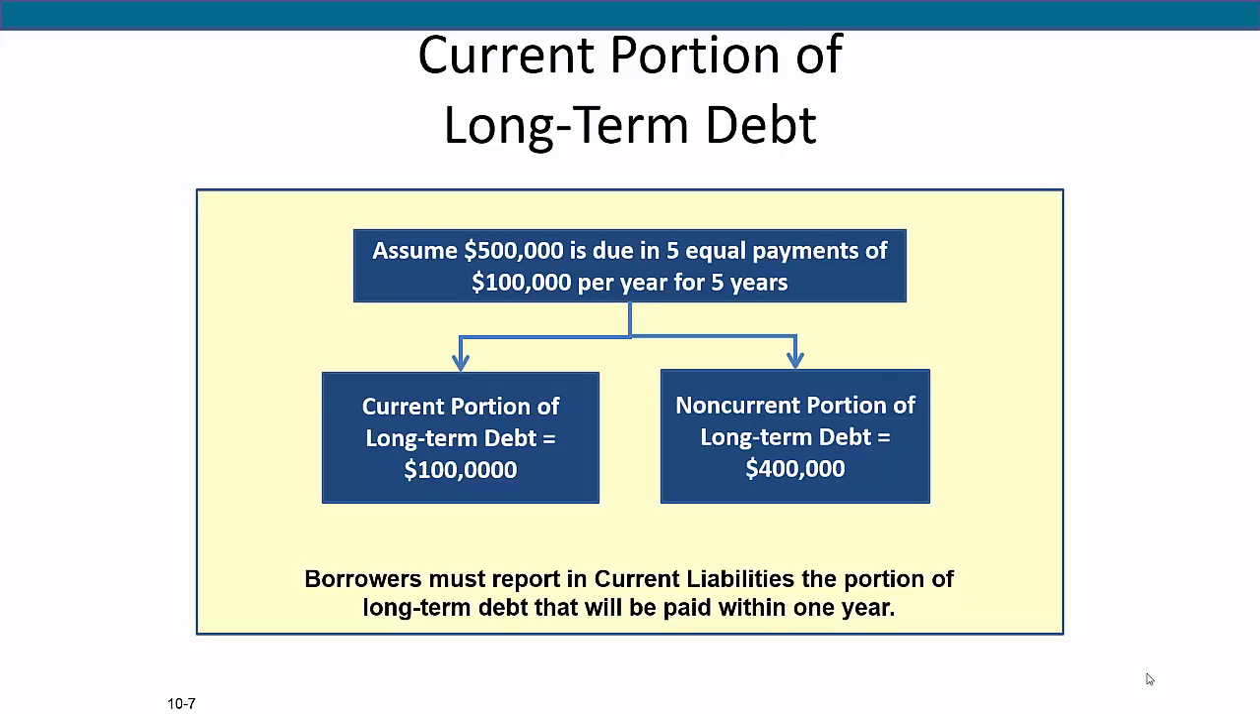The portion of the note payable that will be paid in the next year, the next 12 months, is reported in the current liability section of the balance sheet, and the remaining amount will be classified as long-term debt on the balance sheet under long-term obligations. We will look at notes payable more closely in a later section of this chapter.